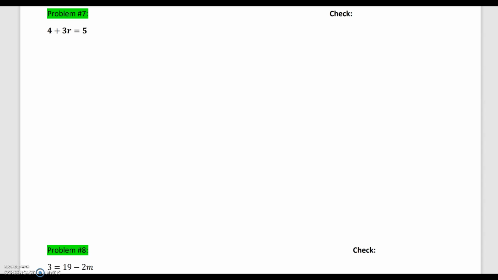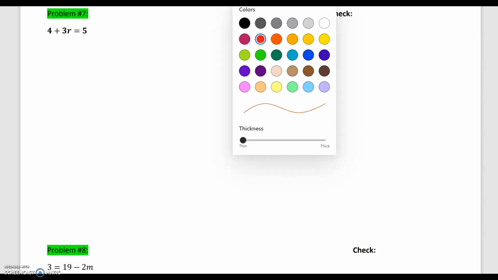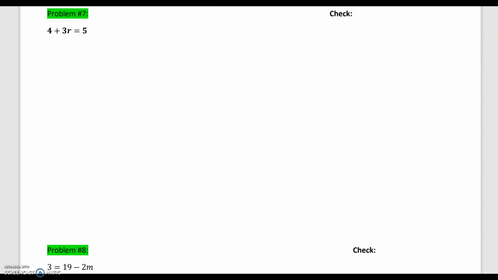Hi class, let's take a look at example 7. And same as on the previous problems, they wanted us to solve and then check the actual solution. So our first step here is to isolate the r's. So let me subtract 4 from both sides of the actual equation.